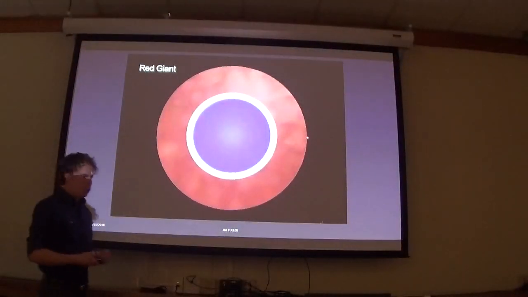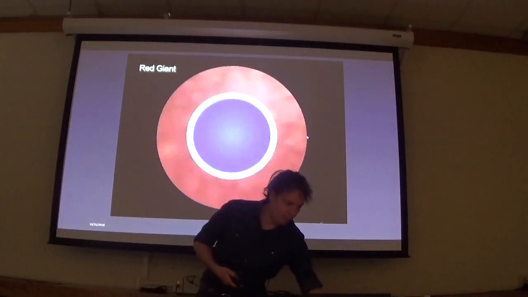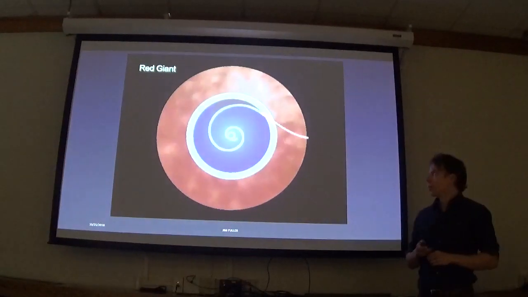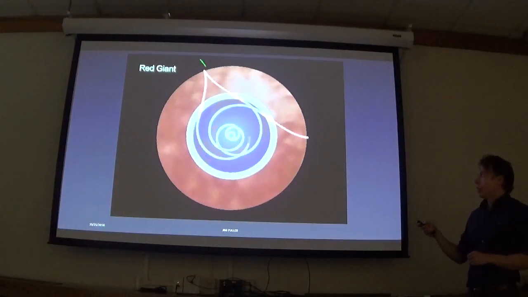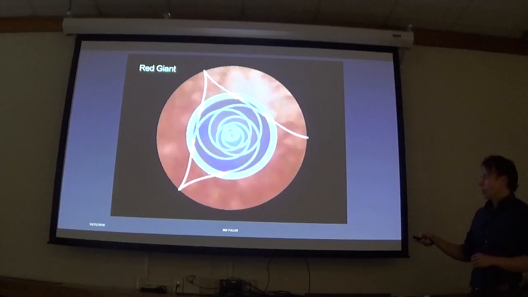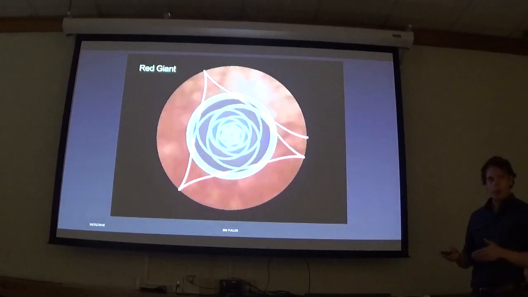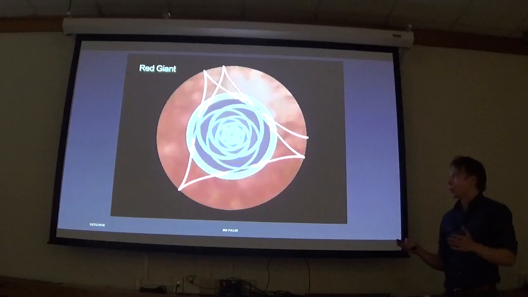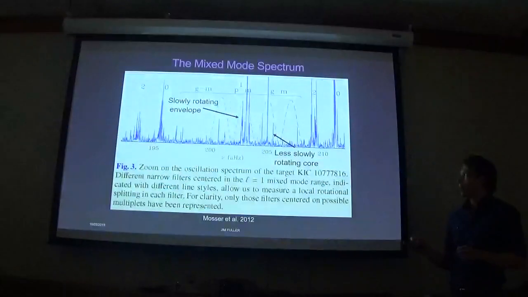So you can visualize that by looking at the path that a ray or a wave would take as it travels through the star. And so for a red giant, it would look something like this. So these paths have this almost radial motion in the surface layers where there are acoustic waves, and then this tightly wound spiral pattern in the core where there are gravity waves. So that's what's going on in these stars.